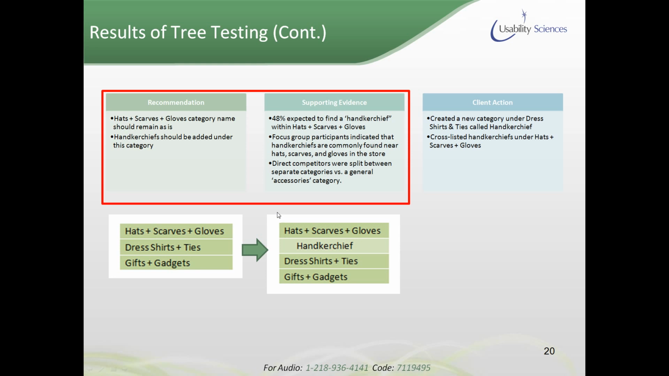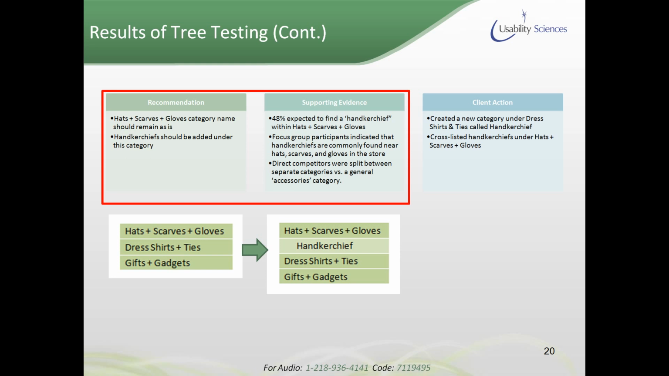The supporting evidence that we had from the three research activities, the competitive assessment, the focus groups, as well as the tree testing, we found that 48% expected to find handkerchief within hats, scarves, and gloves. One of the very insightful things we found in the focus group was that participants indicated that handkerchiefs were commonly found near hats, scarves, and gloves in the store. So their association with their store experience really carried over to how they approached looking for products online, and so it made sense for them to go to hats, scarves, and gloves to find this product.